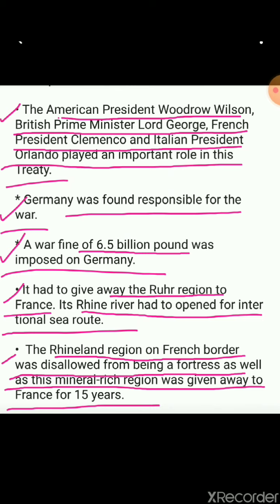See, the important things to note: a 6.5 billion pound fine was imposed on Germany. The Ruhr region had to be given to France. The Rhine River should be opened for the international sea route. The Rhineland region, towards the French border, was disallowed from being fortified. The mineral-rich region was to be given away to France for 15 years. This was to be done by Germany, and because of that the Treaty of Versailles was signed by Germany.